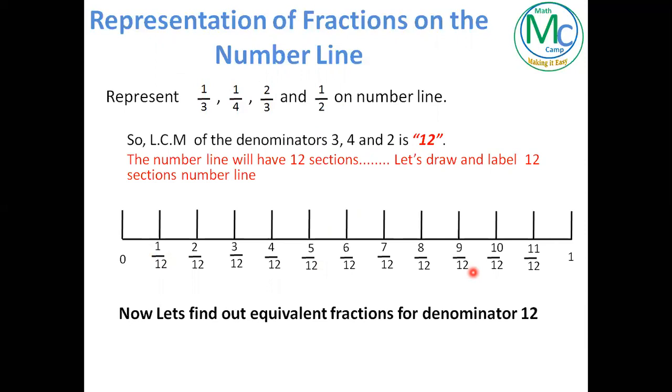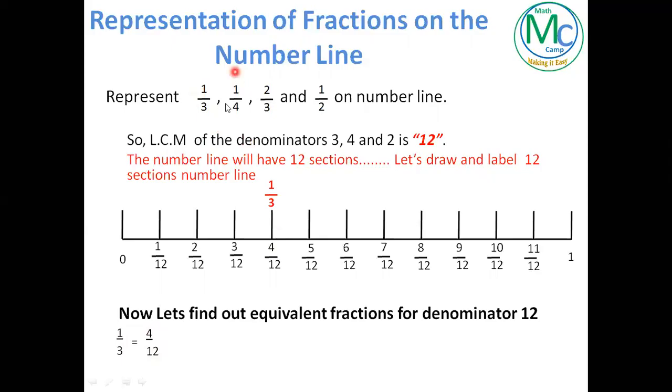So the equivalent fraction of 1 over 3 is 4 over 12. Keep in mind, we have to convert this 3 into 12. So the equivalent of this 3 we can find easily by multiplying this 3 by 4, and we have to multiply this 1 by 4 as well. So 3 times 4 is 12, 1 times 4 is 4. So 1 over 3 is equivalent to 4 by 12. That means this fraction will come on this point.